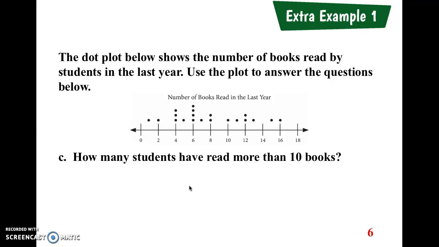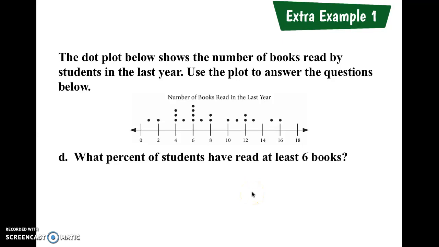Did you count 6? Or maybe you counted 7. If you said 7, you included the 10. You included the student here. But you have to be careful because it does say more than 10 books. So we would want anything beyond the 10. We want these 6, not including the 10.